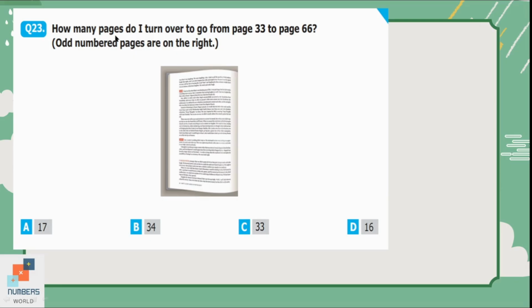Question number 23. How many pages do I turn over to go from page 33 to page 66? Odd numbered pages are on the right. First, we will calculate the difference between 33 and 66, that is equal to 33.